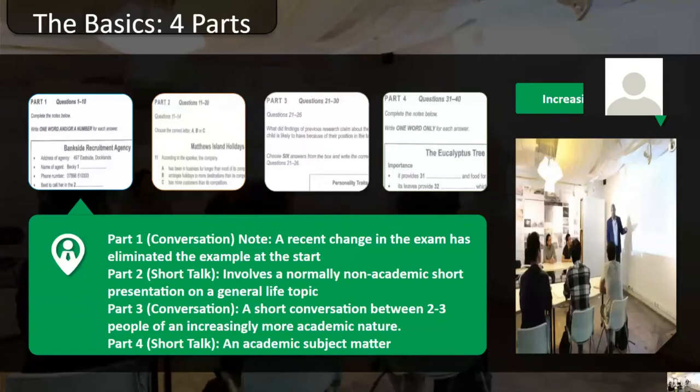Basically, you have 2 conversations and 2 short talks. You start out with a conversation between 2 people, then you have a short talk by 1 person, and then you have a conversation that can be between 2 to 3 people, and then you have a short academic talk. And so you're dealing with conversations and short talks. And like I said, it gets progressively more difficult.